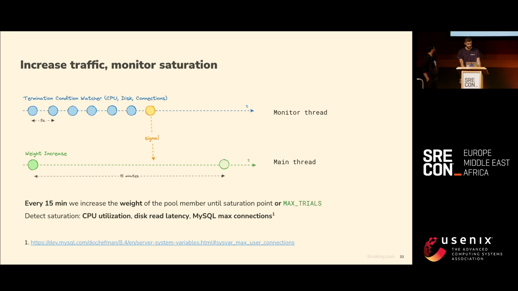Here we can see that the way we manage to direct traffic into boxes is by modifying weights. So we do have implemented a service discovery mechanism, which allows us to route traffic to specific boxes. So we do some iterations, and in each iteration, we increase the weight of a specific MySQL replica. And the bigger the weight, the more traffic gets directed to the box. So this is a repeated procedure until max trial is reached or saturation is detected. How do we detect saturation? We look at three metrics, which are CPU utilization, disk read latency, and the maximum number of MySQL connections.